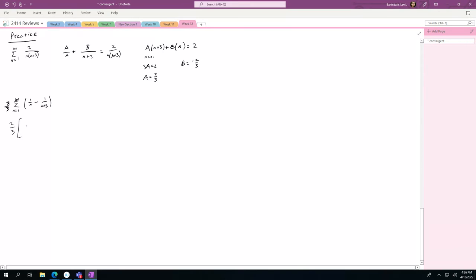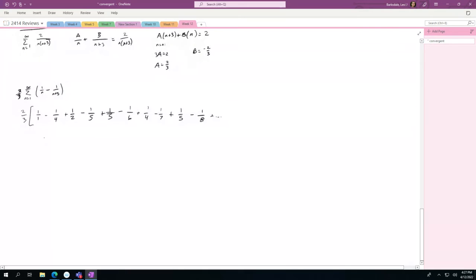We now have 2/3 times 1 over 1 minus 1 over 4, plus 1 over 2 minus 1 over 5, plus 1 over 3 minus 1 over 6, plus 1 over 4 minus 1 over 7. And we'll do 1 more. What we notice is our negative 1/4 is going to cancel with a positive 1/4. Negative 1/5 is going to cancel with a positive 1/5. And then negative 1/6 is presumably going to cancel with the next term, right? So what I'm left with is 2/3 times 1 plus 1/2 plus 1/3 minus 1 over n plus 1 over k plus 3, right?